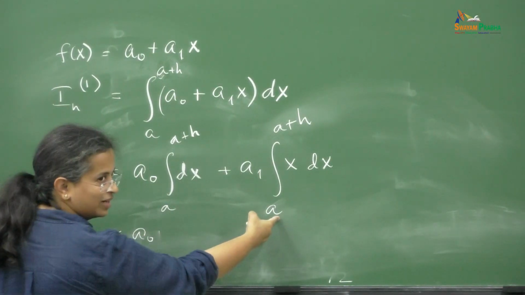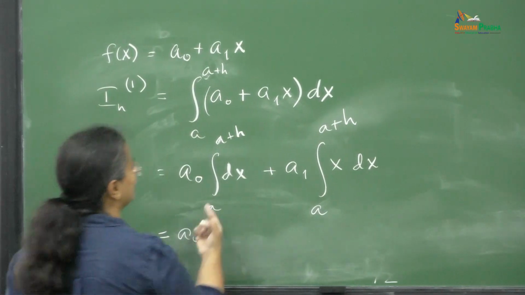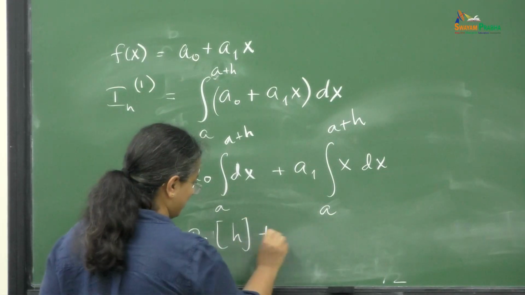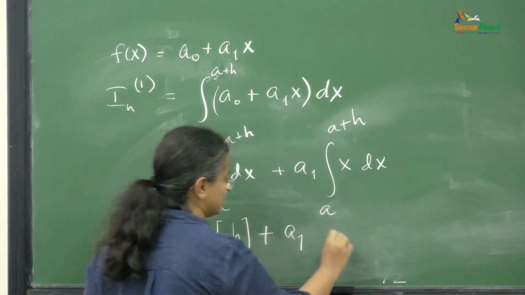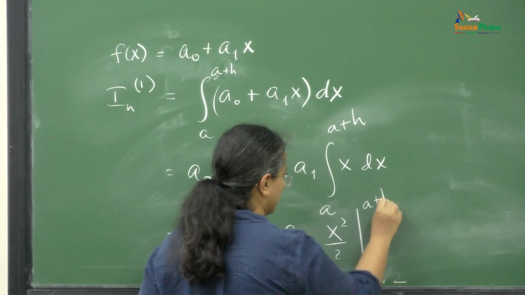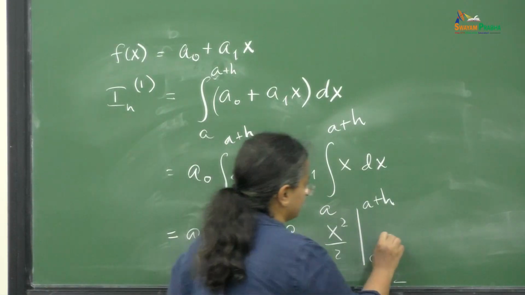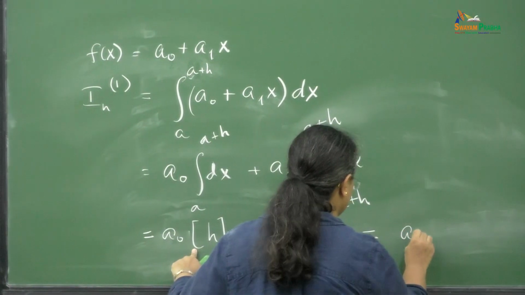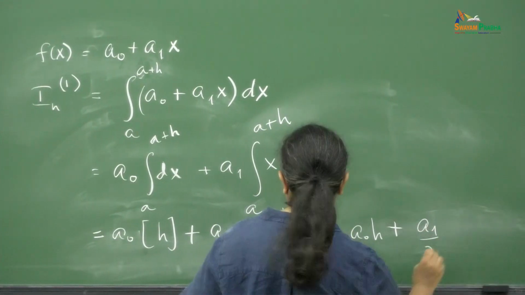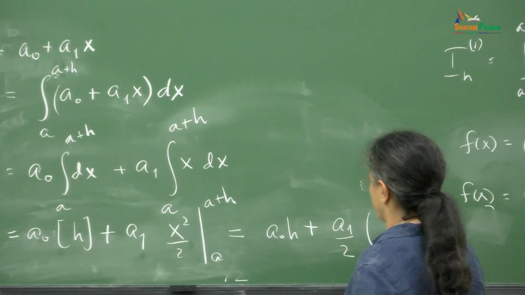I put an a0 here because I started getting products of a0 and I wondered what was going on. Okay, fine. So here this becomes an h, a1, let me do it slowly, x square by 2, from a to a plus h. Now this is a0h plus a1 over 2. Now it's okay. This makes a little bit more sense to me.